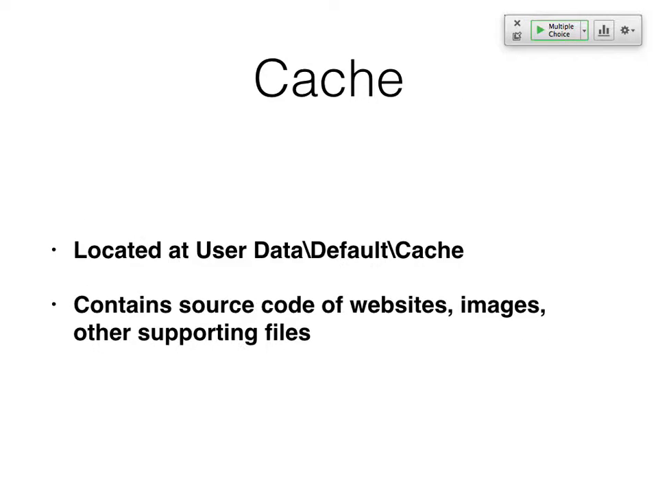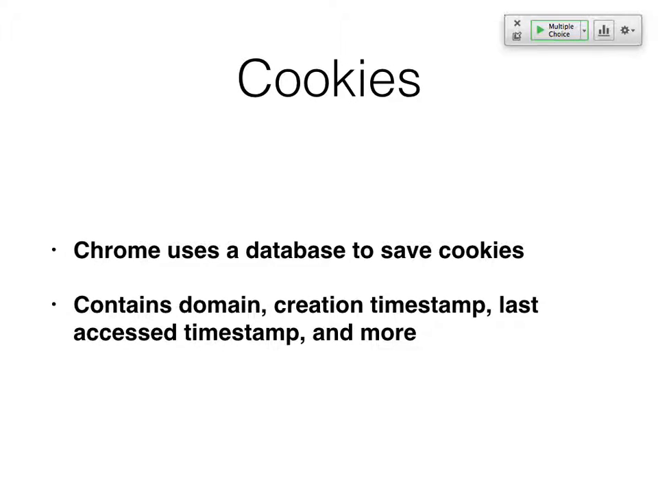It's a good question. All right, so the cache has got source code of websites, images, other supporting files that were cached temporarily. And cookies, of course, has a record of anything you logged into, and also tracking cookies from ad networks everywhere you go, so it's pretty much got your whole browsing history also.